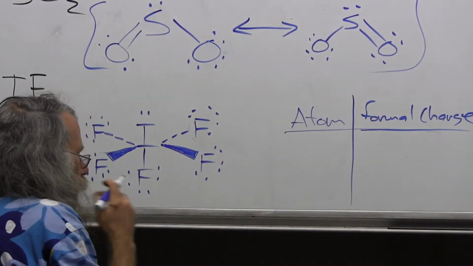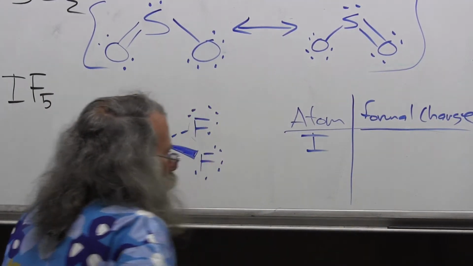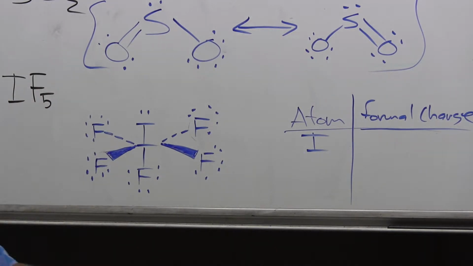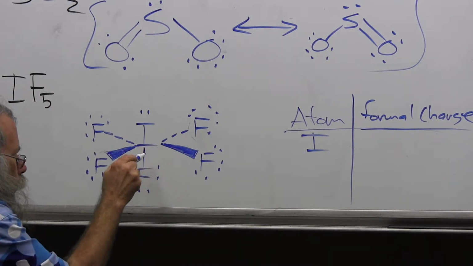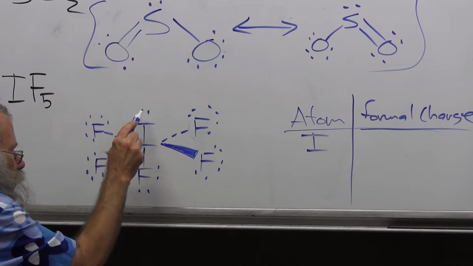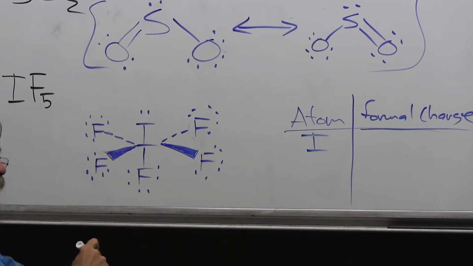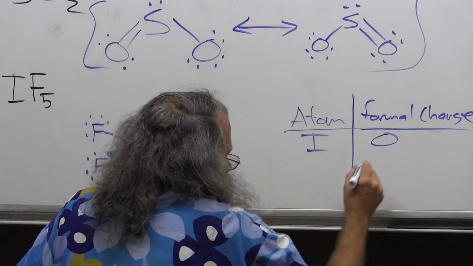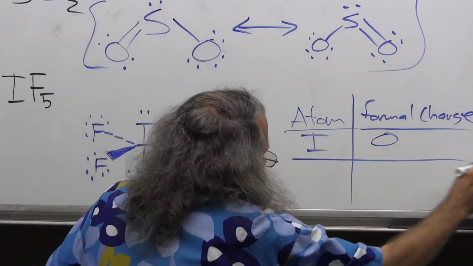And the atoms are going to have an iodine, and the iodine I have 1, 2, 3, 4, 5, 6, 7. That's 7 electrons. It's group number 7. 7 minus 7 is equal to 0, so I have 0 formal charge assigned here.